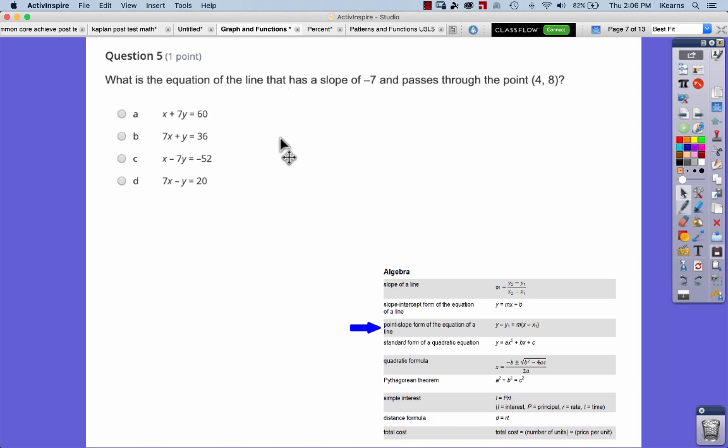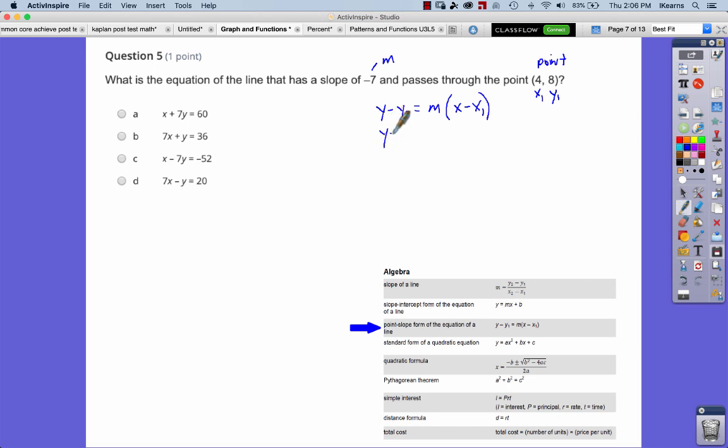So what this means is the point-slope form, we know the slope, so this is going to be m, and this represents a point. So the point-slope form is for when you know the slope and you know a point. So let's write it. y minus y1 equals m times x minus x1. So over here, 4 is going to be x1, and 8 is going to be y1. So let's put these numbers in.